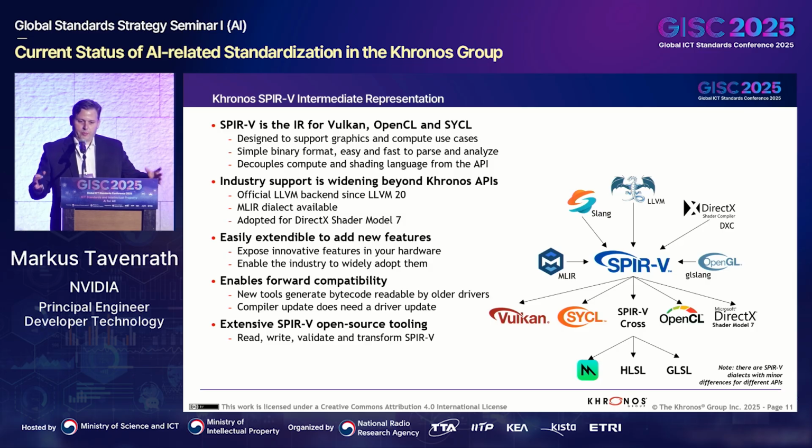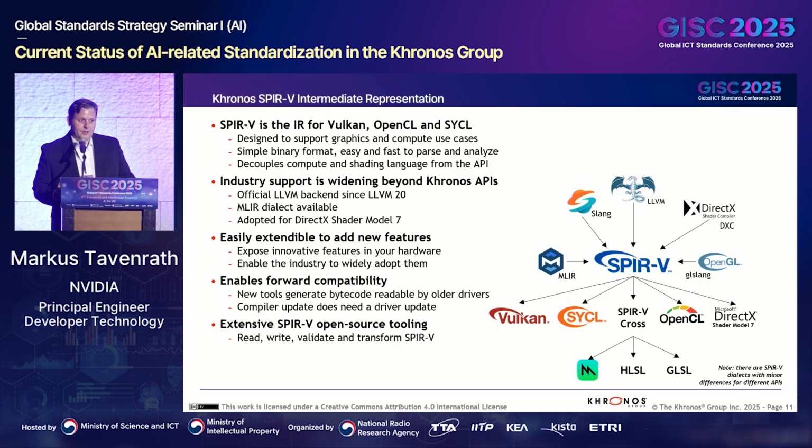And with SPIR-V being the central part, it can be consumed by Vulkan, SYCL, OpenCL, and by a tool called SPIR-V Cross, also by Metal, and it can generate HLSL and GLSL. And quite new, Microsoft announced that they adopted SPIR-V for their DirectX shader model 7. So SPIR-V is now widely accepted within the industry and the compiler frameworks, and quite important, it's easily extendable to add new features, which makes it so great.